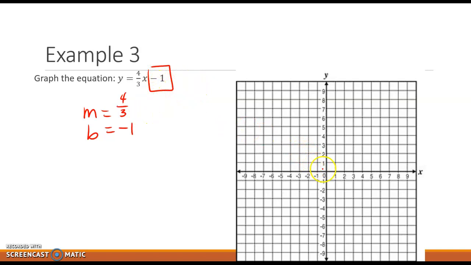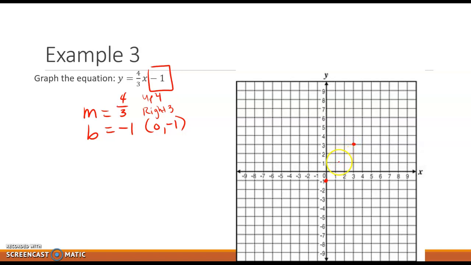So what that means is I'm going to start at -1 on the y-intercept, or the point (0, -1). So that's where I'm going. Y-intercept -1, that's where my first point goes. From there, I have a positive slope, so I'm going to go up 4 and right 3. So up 1, 2, 3, 4, right 1, 2, 3.